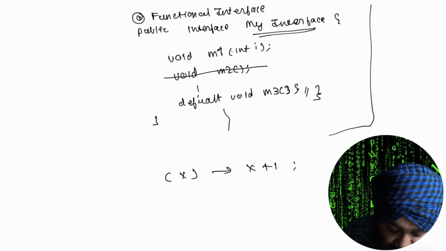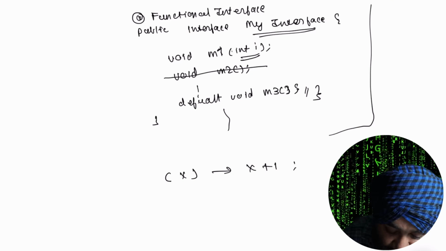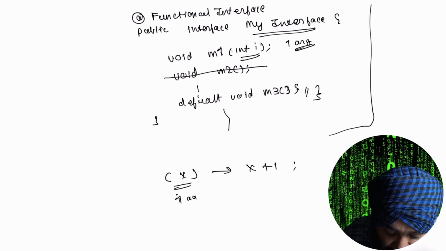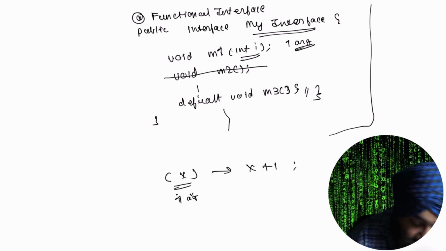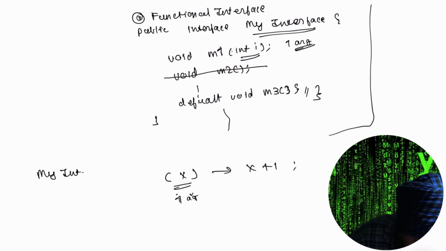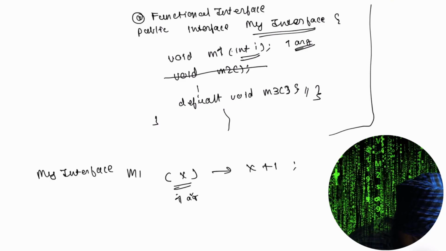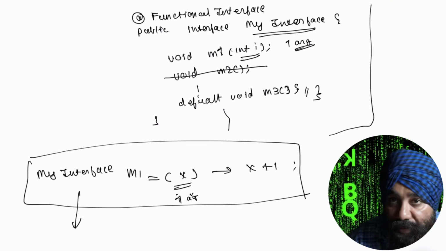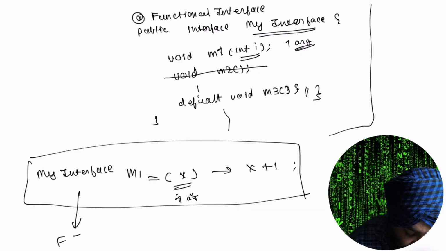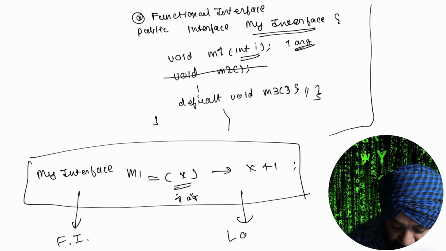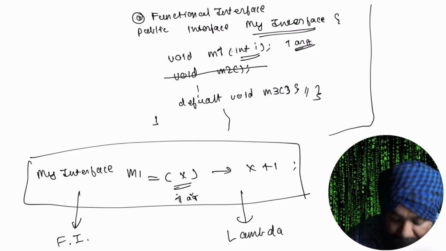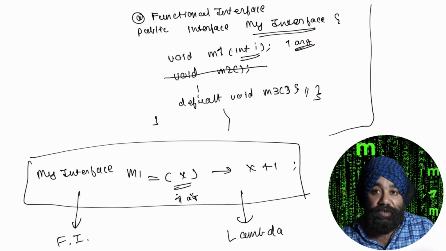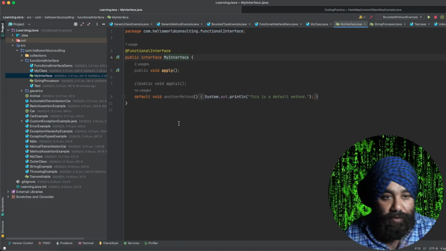Why? Because this here takes one argument. Similarly, this also takes one argument. So we can say MyInterface m1 is equal to this. You see, on the left hand side we have a functional interface, and on the right hand side we have a lambda expression. So a lambda expression can be represented with the help of a functional interface.